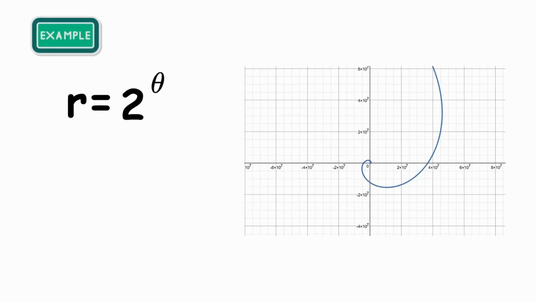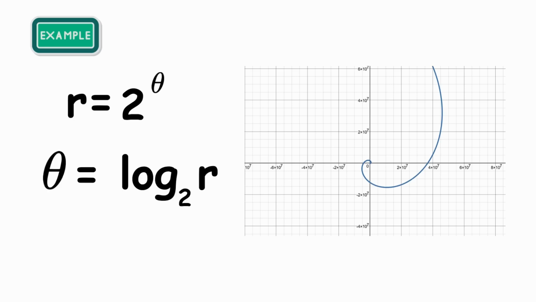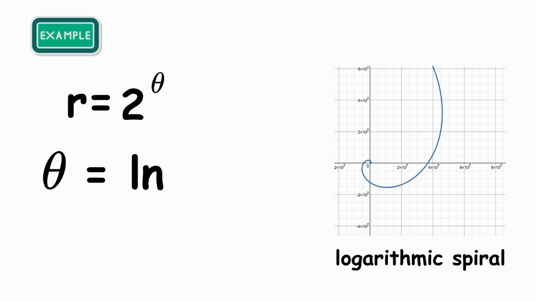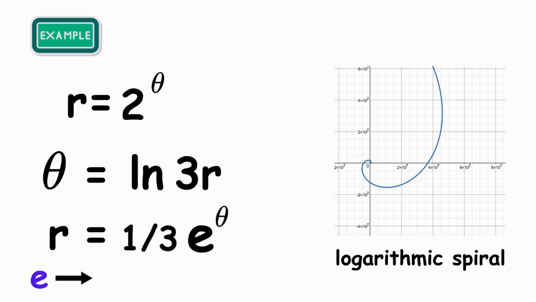Let's examine another example, r equals 2 to the power of theta, generating a spiral shape. By definition, this can be rewritten as theta equals log base 2 of r. This is an example of a logarithmic spiral. The logarithm can be any base, and you can multiply r by a constant. One example is theta equals natural log of 3r, also written r equals 1/3 e to the power of theta. Here e is Euler's number, about 2.718.